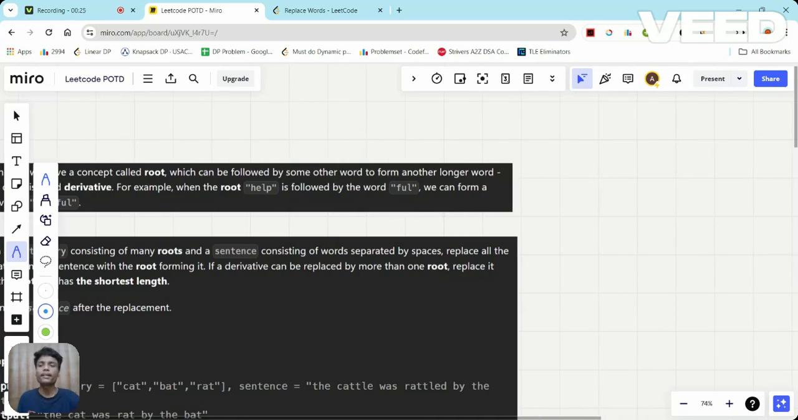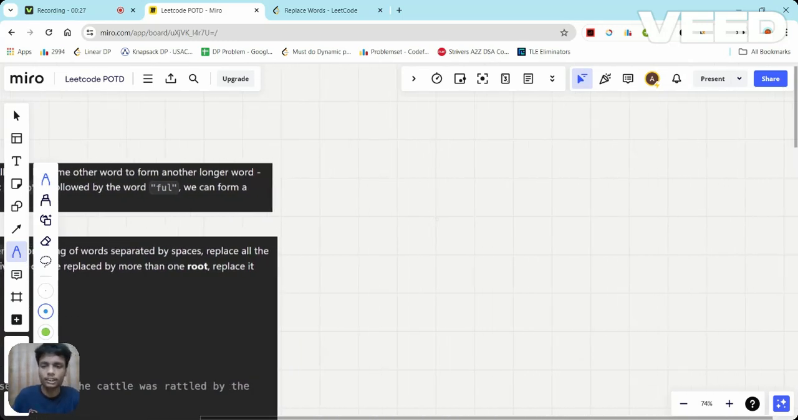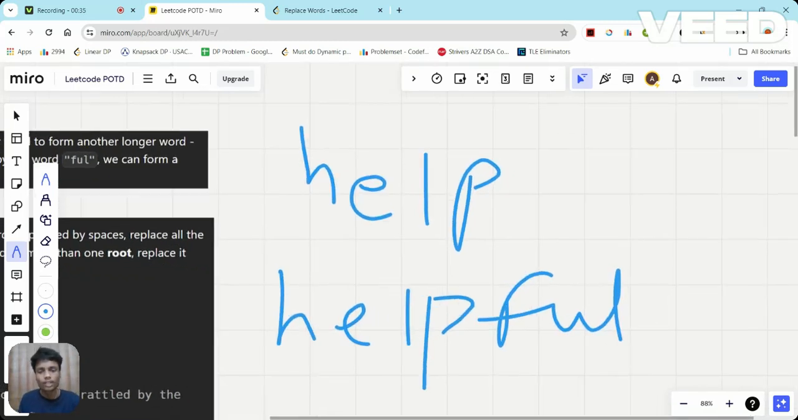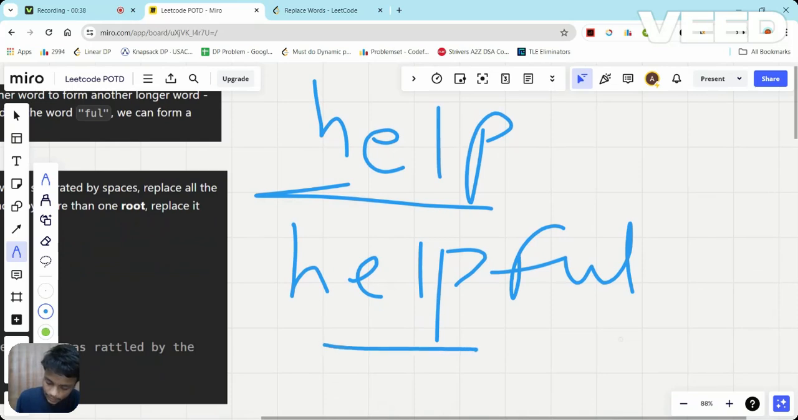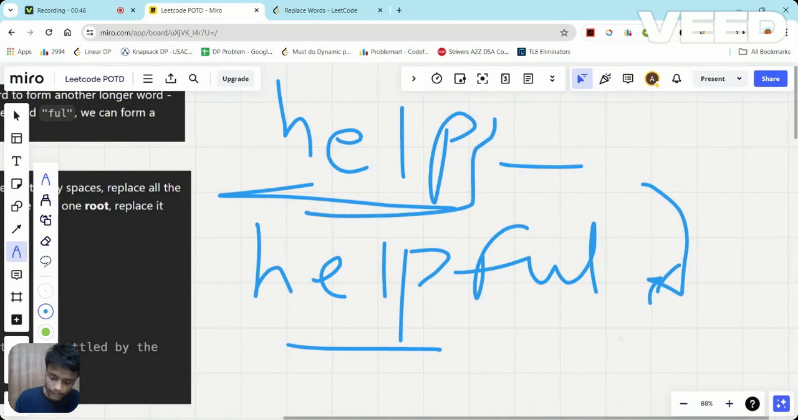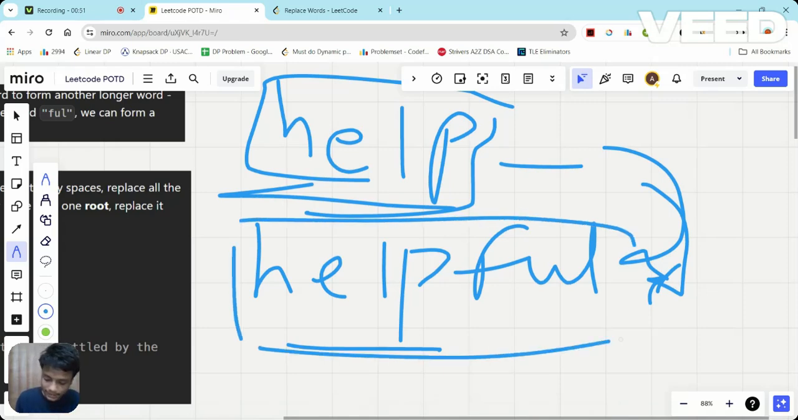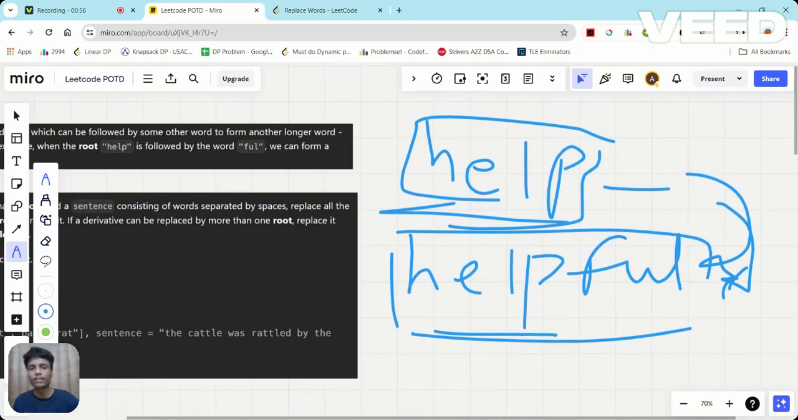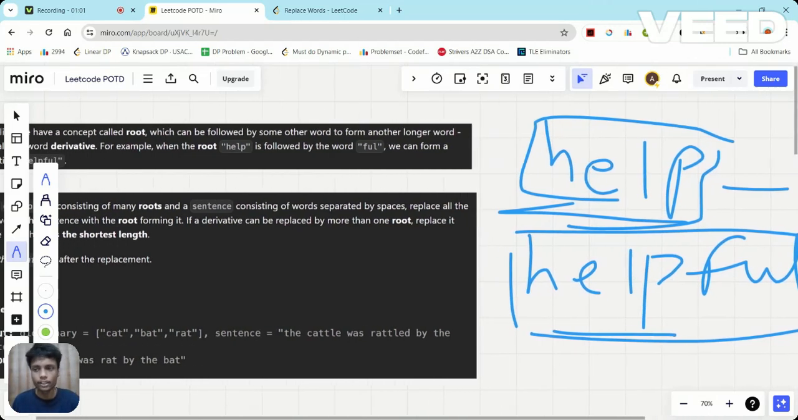Okay, so what this paragraph actually means is, suppose in English, what root and what derivative are. Let's say help and let's say helpful. Okay, the initial four letters of this word come into this word as well. So basically help is the root of this word, and helpful is its derivative. You might have studied prefixes and all, so something similar to that is called a root according to this question, right?